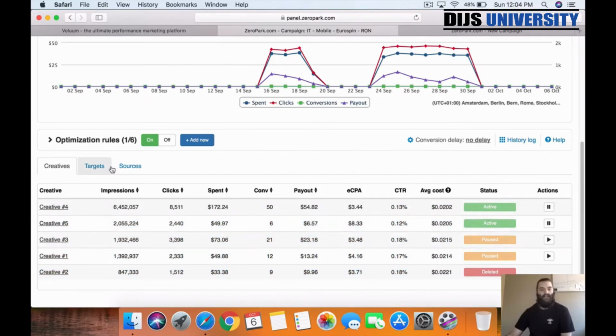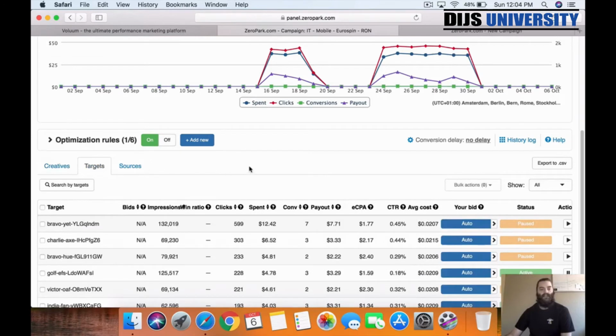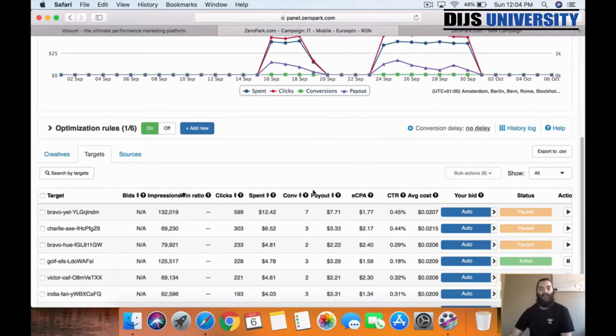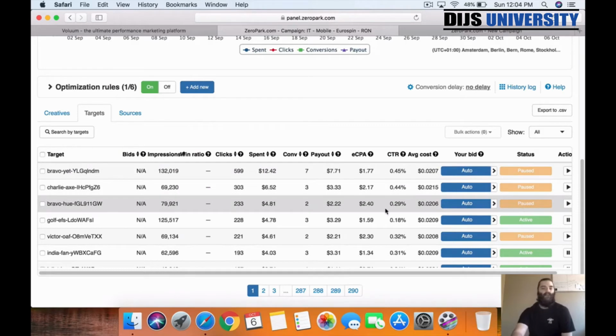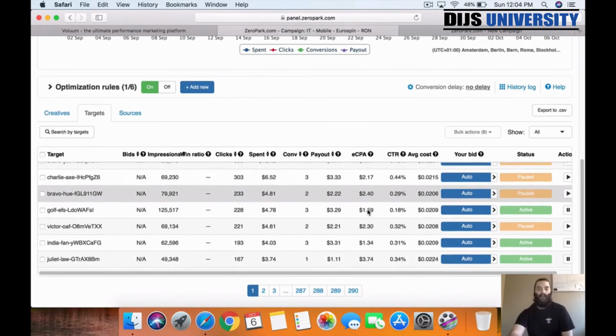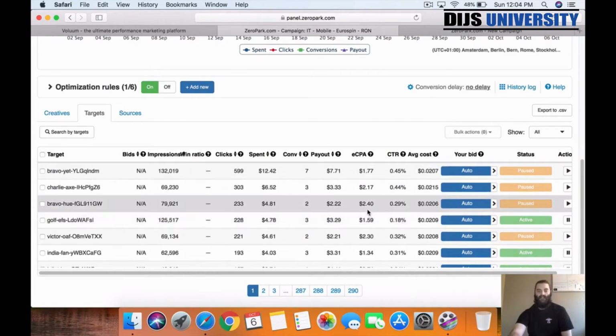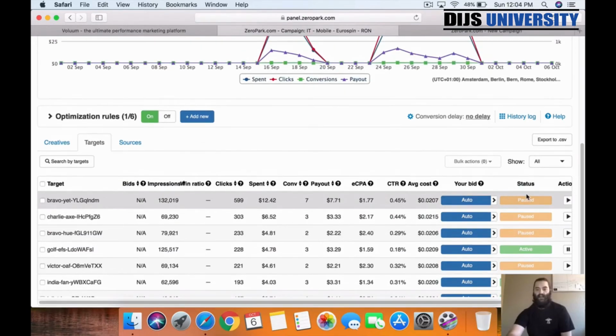And that's that. Let's take a look at some of the targets here and see what they did over the time span. As we were saying earlier, it looks like they did pause some of these targets. I do know that over this time period, they also got a whitelist from Zeropark, so they were able to take advantage of it and whitelist some of the sources that should be doing well. But as you can see, these ones were paused, so let's take a look at some of the data here.